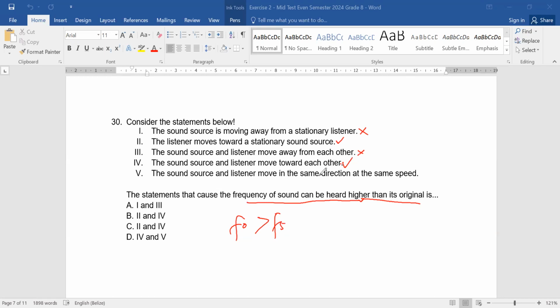The sound source and listener move in the same direction at the same speed. So apparently nothing is going to happen here. They will just hear the frequency of the sound source. So the answer here is 2 and 4. It's C. Okay, yeah, that's all the discussion about these questions from your mid-test.